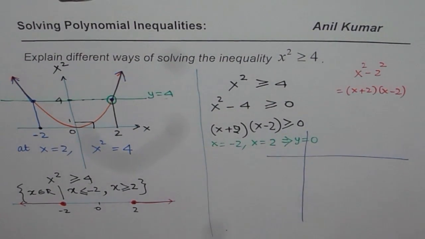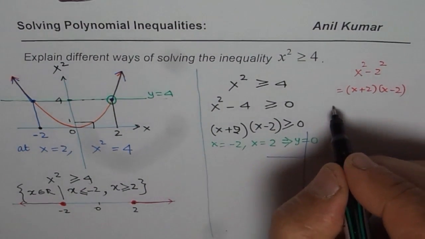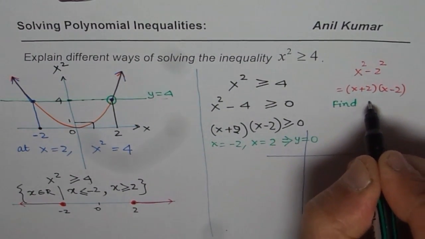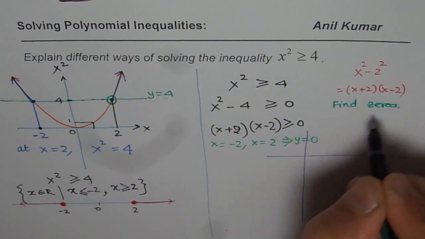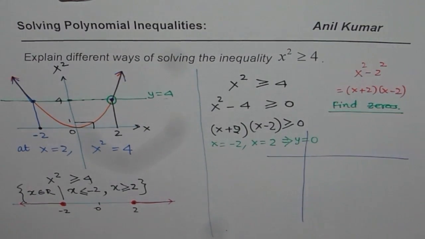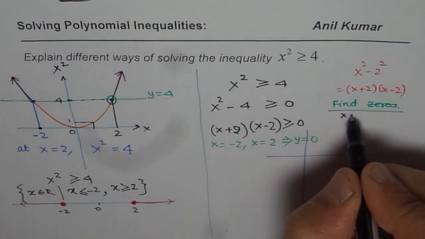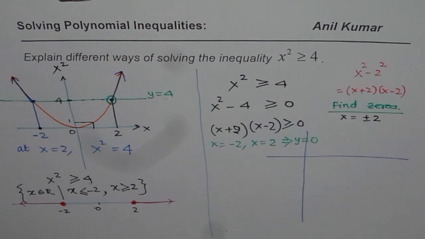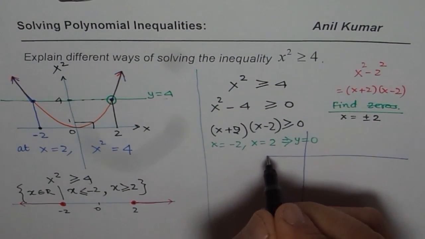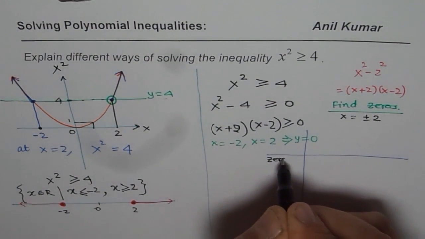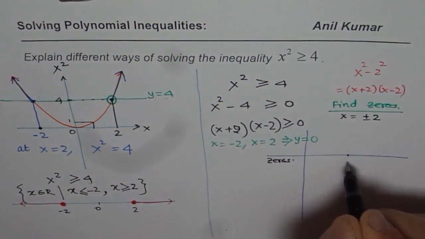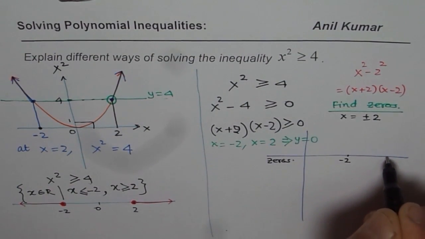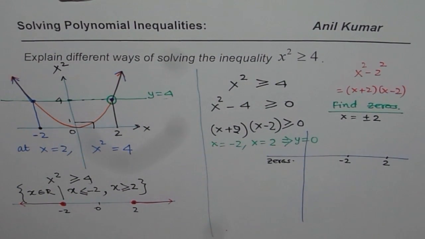So basically, the first step is to find zeros. So we found two zeros. One is at plus 2. The other one is at minus 2. So x equals plus or minus 2 are our zeros. What we do here is write down the zeros first. So we say zeros are at minus 2 and at plus 2.